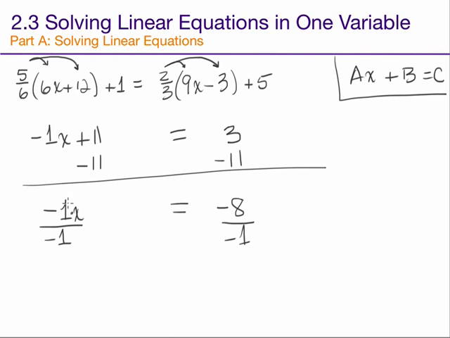I'm dividing by -1 because that's the number stuck to the x. A negative divided by a negative here is a positive, leaving me with just x. 1x, or just x. And a negative divided by a negative here is also a positive, and 8 divided by 1 is 8. There's my final answer.